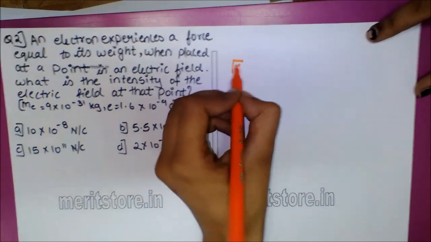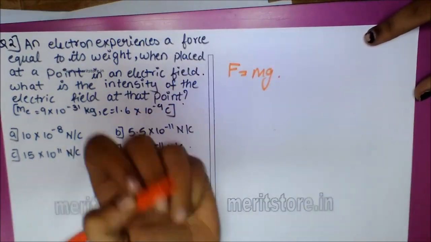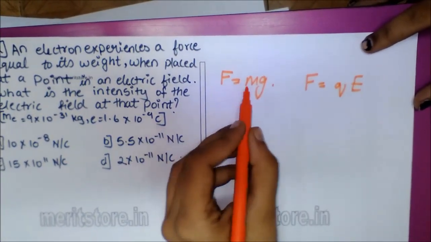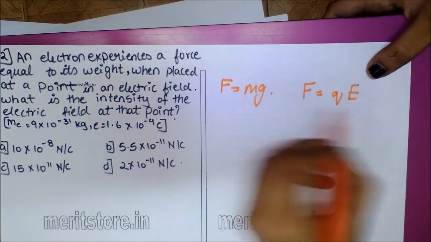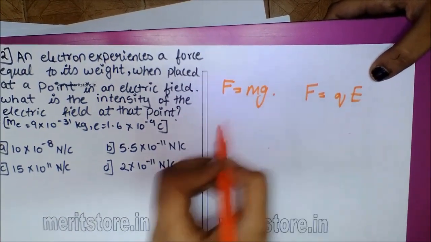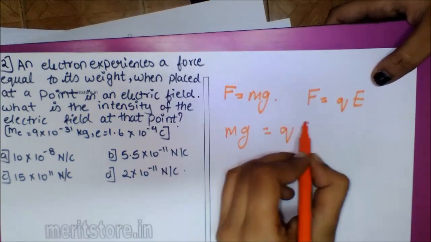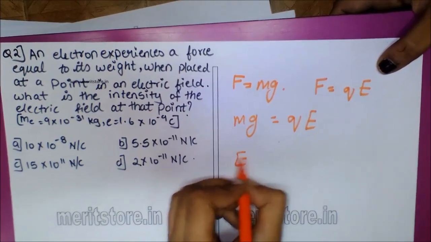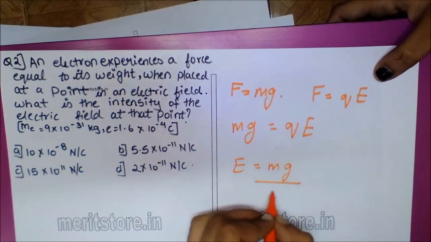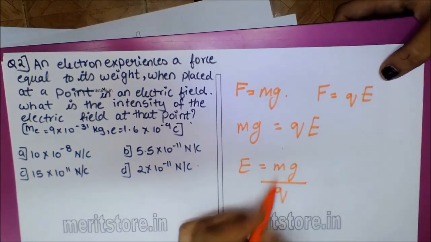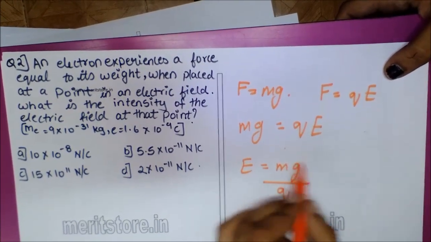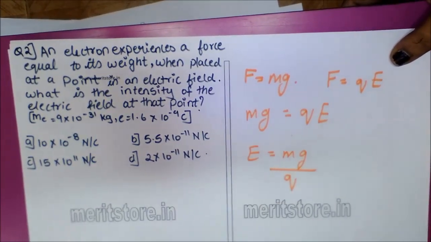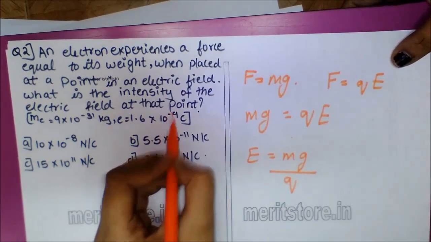So now we know F is equal to mg, and we also know that F is equal to QE. Force is equal to mg and force is equal to QE. So from these two, we can say that mg is equal to QE. Over here we have to find E. Therefore, E will be mg by Q. We have been given the values of all these: g is 9.8, m is 9 into 10 raised to minus 31, and Q, the charge, is 10 raised to minus 19.